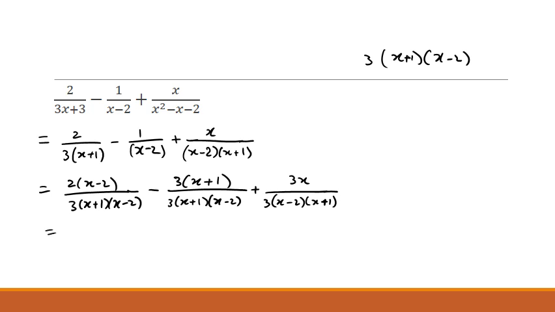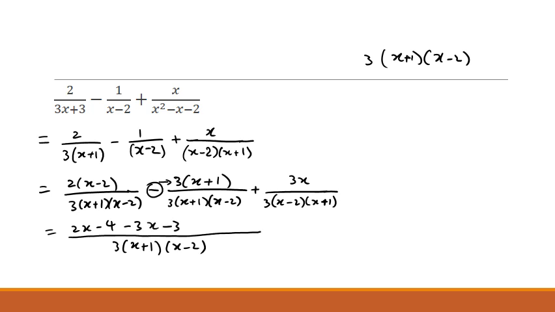Then, you can leave your brackets on the bottom, factorized like it is. But make sure that you expand the brackets on the top one. So you have 2x minus 4. Now this negative multiplies onto this, so don't forget that. So you have negative 3x minus 3 plus 3x. And then if you simplify that, you have 2x minus 7.